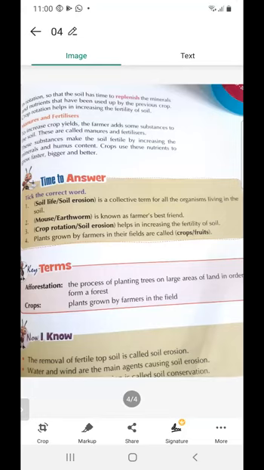So what is the effect of manure and fertilizer on the plant? The plant will grow faster, bigger and better. So what are manure and fertilizer? These are substances added to the soil to increase the fertility of the soil.